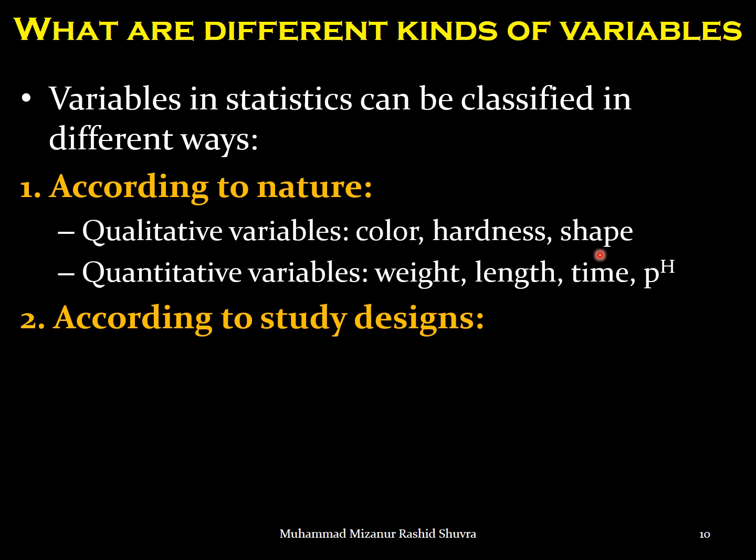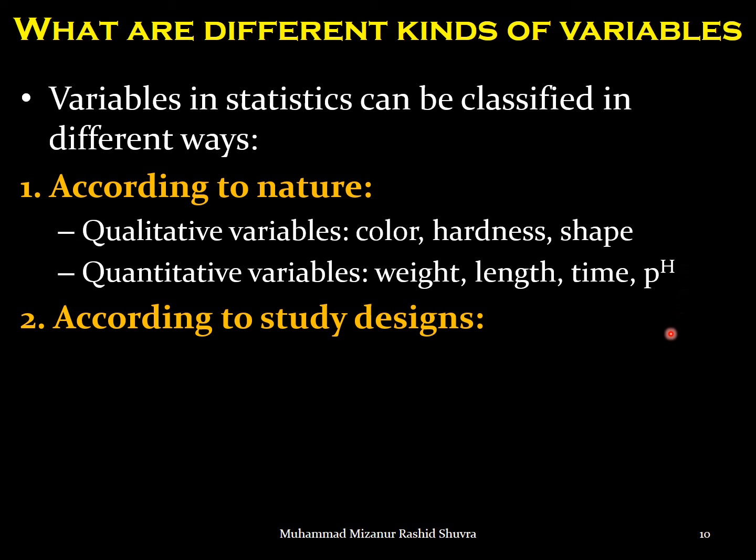Then we can have quantitative variables, which are measured directly in numbers. Weight is a variable because weight changes from person to person, and you measure it directly in numbers in different units, whether SI unit, metric unit, or imperial unit. And then you have length in the same way. You have time. You measure them in numbers: minutes, seconds.